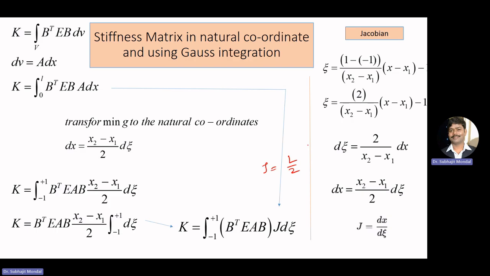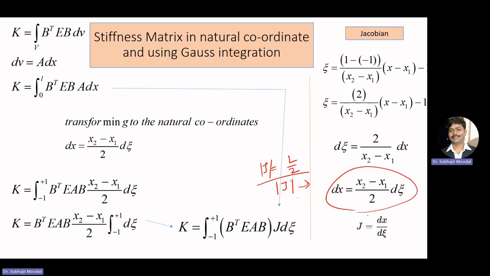But if you have a two-dimensional element, in that case Jacobian also will be a matrix. In that case, what we need to do is consider the determinant of the Jacobian, which should be a positive value. Okay, so here we have tried to derive the relationship between the xi and the x.